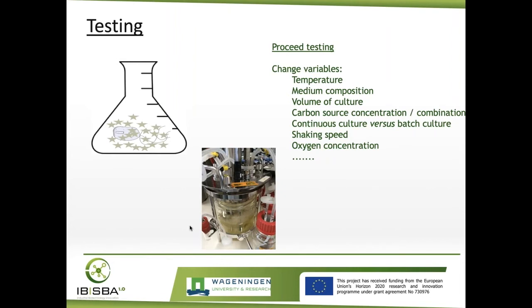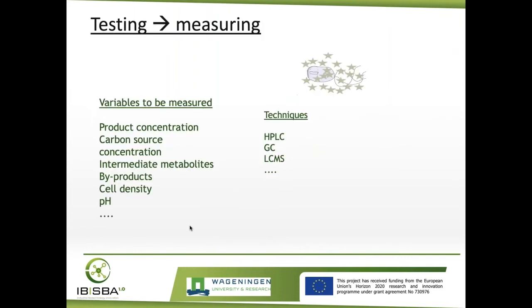There are variables that one has to look into, say temperature, medium composition, the volumes, the carbon source concentration, combinations thereof, continuous cultures, batch cultures, the shaking speed, oxygen concentration. Many of those conditions are more operational conditions, but we need to look into them after we have our catalyst working properly. And of course, we want to measure, there are many things that have to be measured.